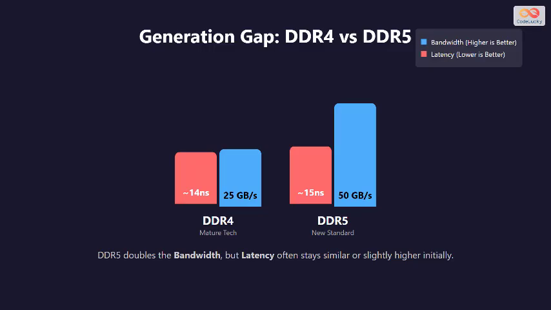We see this play out in hardware generations. When we moved from DDR4 to DDR5 memory, bandwidth skyrocketed. We went from around 25 gigabytes per second to over 50. However, the actual latency, measured in nanoseconds, often stayed the same or even got slightly worse initially. This is why newer memory isn't always instantly faster for gaming, despite having bigger numbers on the box.